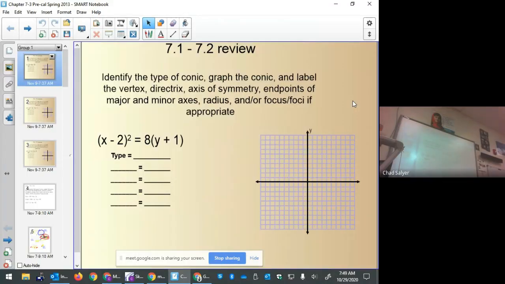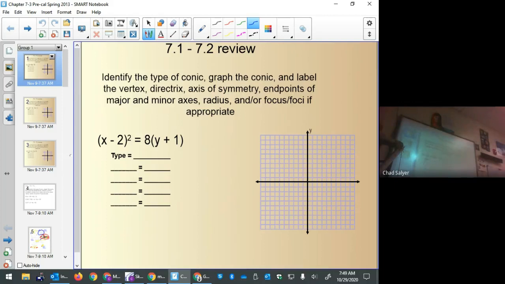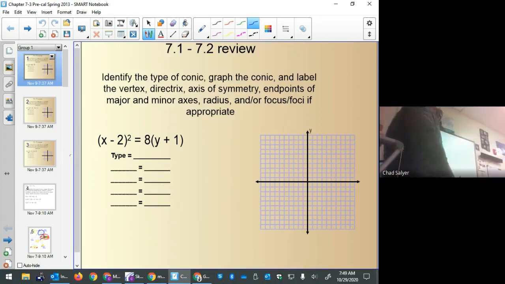Real quick, a review here. So far we've talked about 3 of the 4 primary conic types. Caitlin, which of those 3 is this? Was it a hyperbola? Nope. So only one of the 3 conic types has only one of the 2 variables squared.